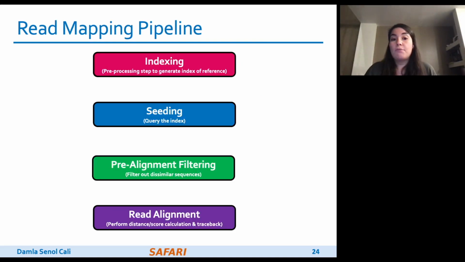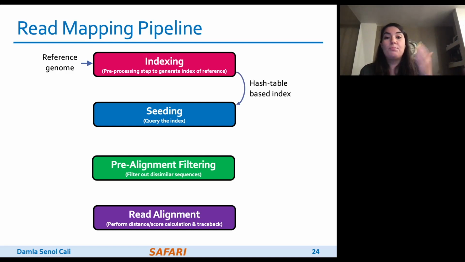So we can see it as a 4-step process, and it's also sometimes called seed and extend process. So first, read mapping starts with indexing the reference genome, and this index contains all possible fixed length substrings, or we call them sometimes k-mers, as the keys, and the exact match locations of these substrings in the reference genome as values. So this is a pre-processing step done only once for each reference genome. So we obtain a hash table-based index, which we will use for the next steps.